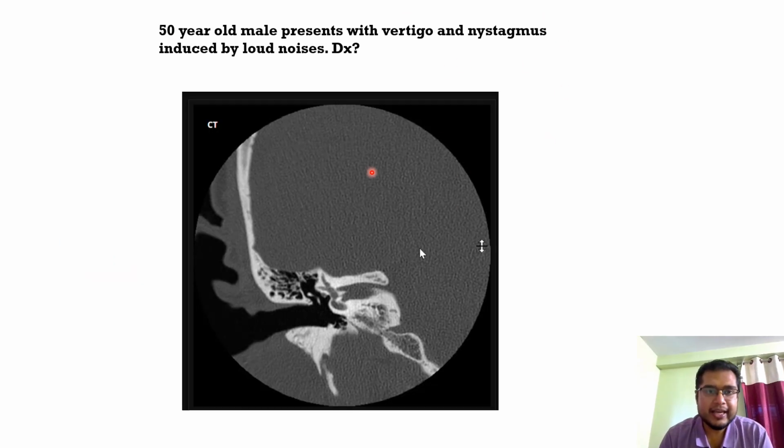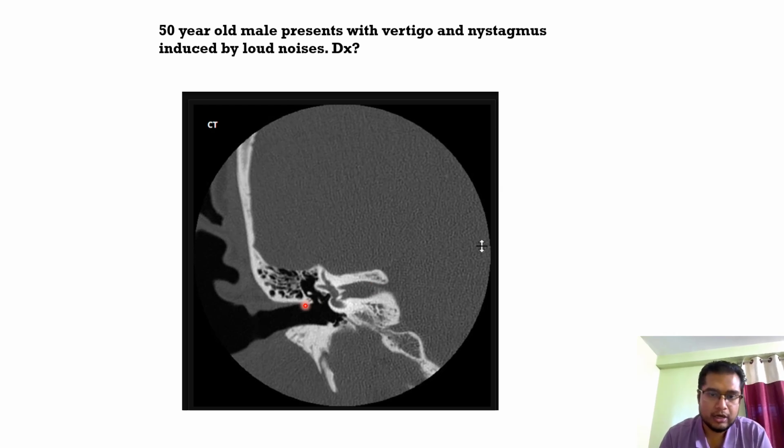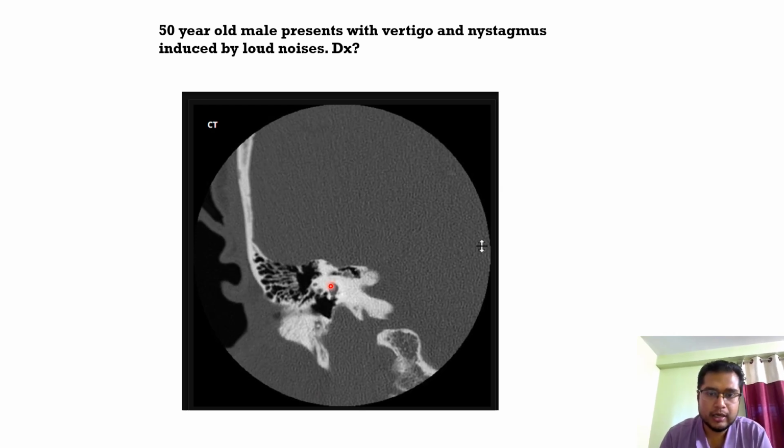So coming to my next case where we have a 50-year-old male who presents with vertigo and nystagmus induced by loud noises, typically called Tullio phenomenon. So we look at the inner ear for this because this is the function of inner ear, the balance. And a typical diagnosis in Tullio phenomenon is, we all know that entity, superior semicircular canal dehiscence. Now we have to look for how it looks in a HRCT of the temporal bone.